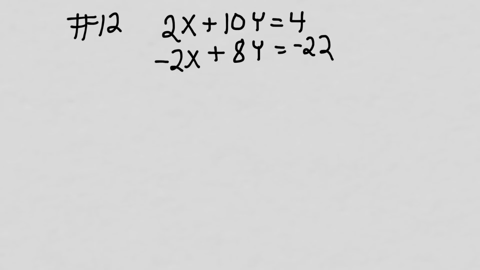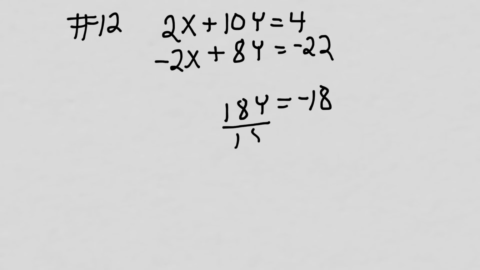All right, number 12 is another one. Like I said, it's already set up for an automatic elimination. When you add these together, the x's get eliminated immediately. You add 2x to negative 2x, you get 0, so I don't even have to put that 0 in there. Add the y's together: 10y plus 8y gives you 18y. You add 4 and negative 22, and you get negative 18.